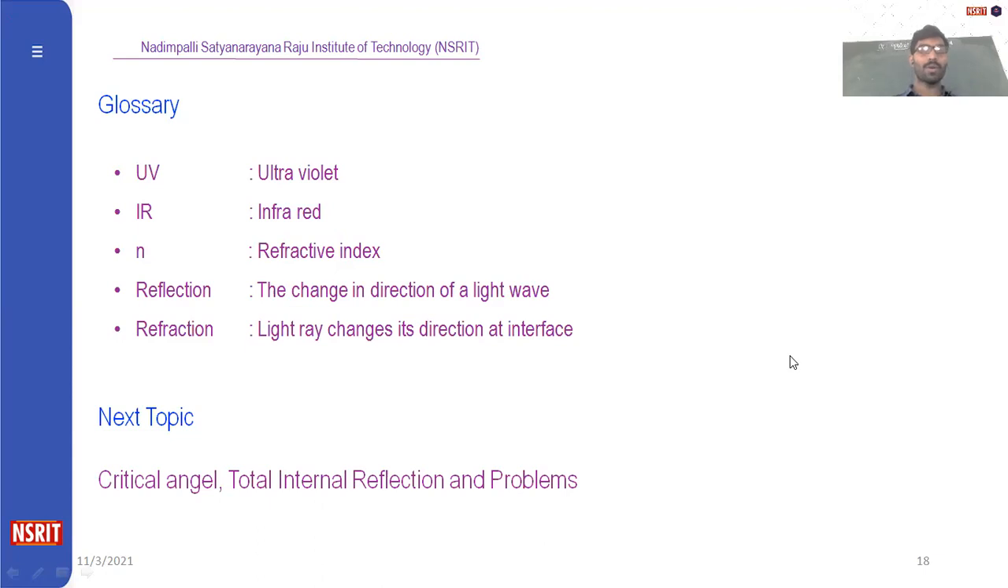Now, in this video, what are the terms that we have seen? One is UV rays. UV means ultraviolet rays. The other one is infrared rays, which we have discussed. And then the other one is refractive index. Reflection, what do you mean by reflection? The change in the direction of light when it meets a new medium, and it stays in the same medium. That means a forward going light is going to get reflected in the opposite direction. Refraction is also changing the direction of light, but it will be in the second medium. In case of reflection, the medium will be constant. In case of refraction, the medium is going to change.